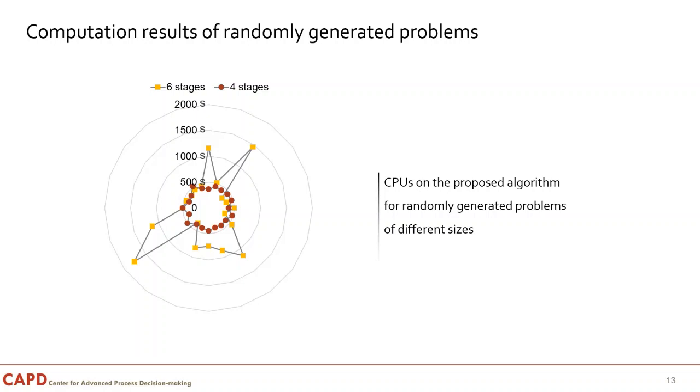So we can also look at computational results of a few randomly generated problems. Here are 20 problems of 4 stages, which are obtained through perturbation of the example problem. They are quite stable. And there are additional 20 6-stage problems, which are obtained by fabricating 2 more stages based on the original example, and also doing some perturbation of the parameters. So you can see that in general, if you look at the average computational times, 6 stages is obviously longer than 4 stages. And it's also performing quite well because it's within a few thousand seconds.